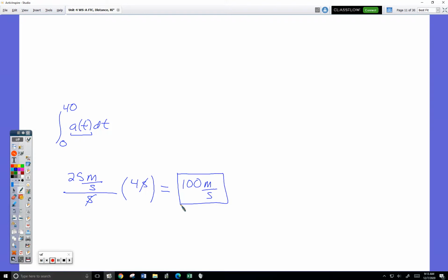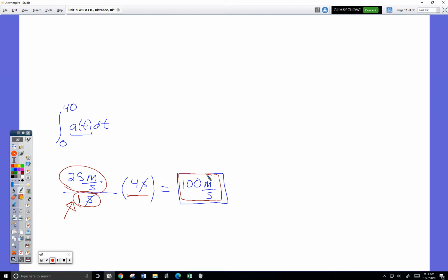Okay, acceleration tells you how rapidly the velocity is changing. So what this computation is assuming is that for the entire 4 seconds, the velocity will change by 25 meters per second every time 1 second of time elapses. So if 4 seconds of time elapse, my velocity is going to change by a total of 100 meters per second. So it's calculating how much the velocity changes.